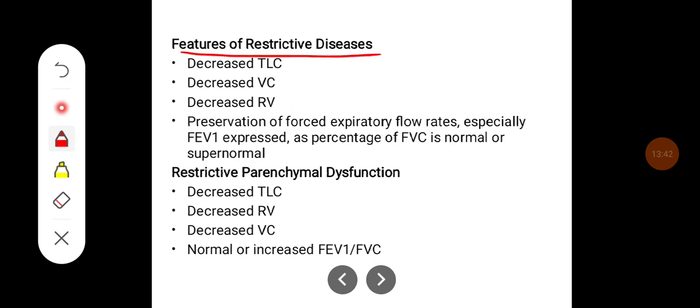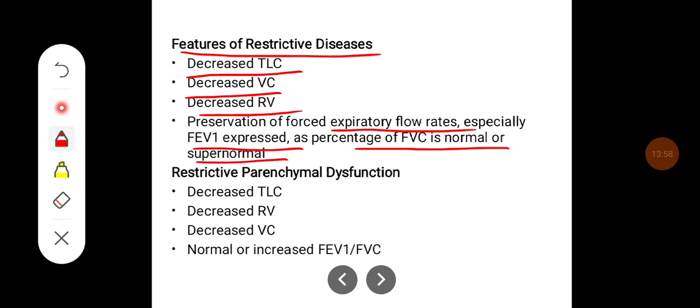Features of restrictive disease. There is a decreased total lung capacity, decreased vital capacity, decreased residual volume. The preservation of forced expiratory flow rates, especially FEV1 expressed as percentage of FVC, is normal or sometimes supernormal. In restrictive parenchymal dysfunction, there will be reduced total lung capacity, reduced residual volume, reduced vital capacity, and normal or increased FEV1 to FVC ratio.